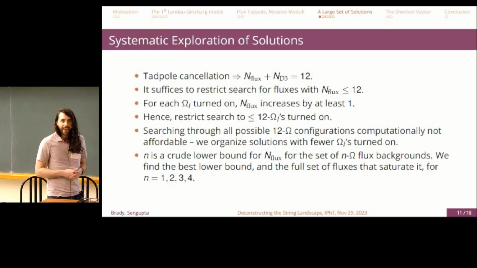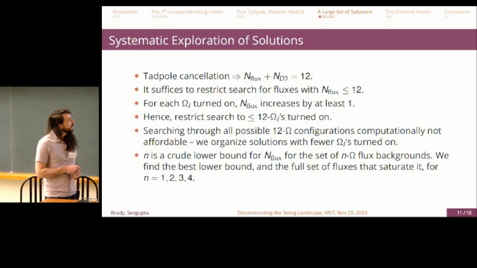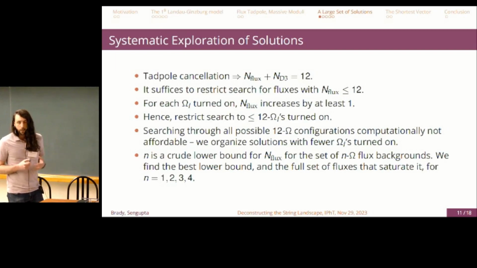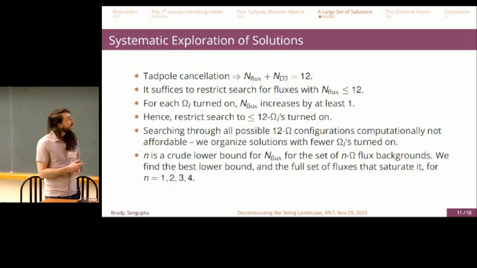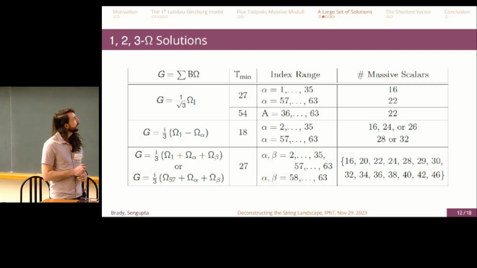So we're going to find a minimum value for this particular model. As a crude lower bound for the tadpole flux contribution, for the set of n omega flux backgrounds, now we're finding the best lower bound. And we find that we give a complete set for omegas up to 4, and what those lower tadpole values are.